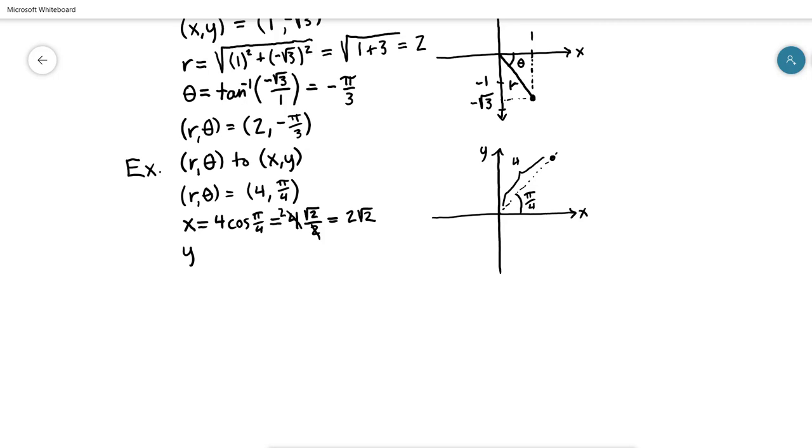And doing something similar for the y-coordinate, the only difference is that we're using sine instead of cosine. But in this case, pi over 4 has the same sine and cosine value at that angle. So this is also going to be 4 times root 2 over 2 with the same cancellation, giving me the same y-coordinate. And so we wind up with our x y coordinate being equal to 2 root 2 comma 2 root 2.